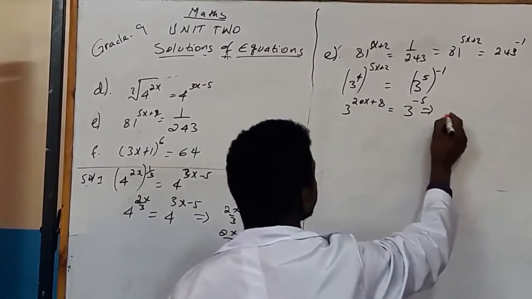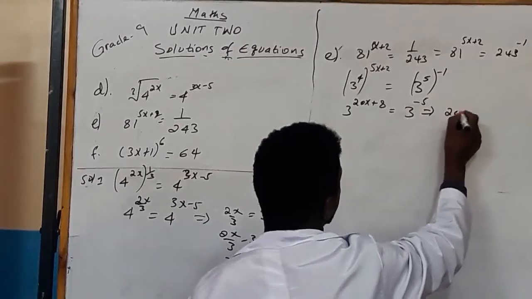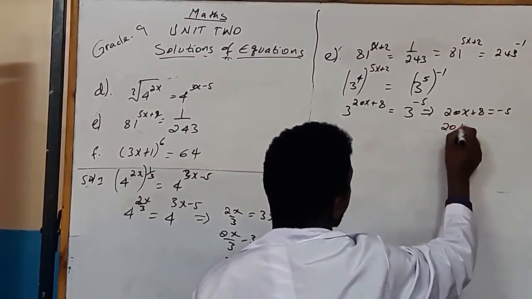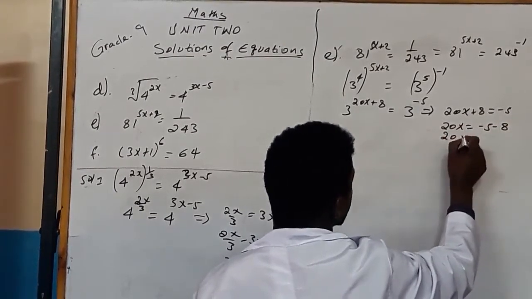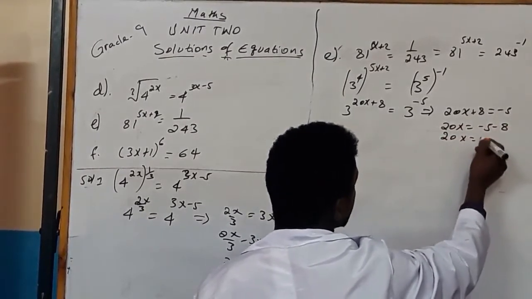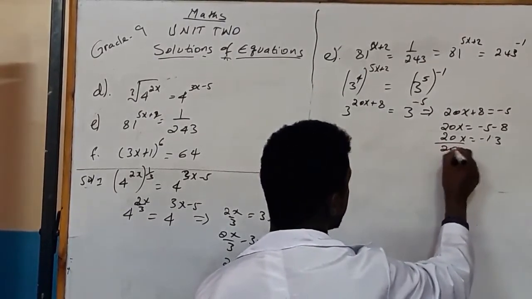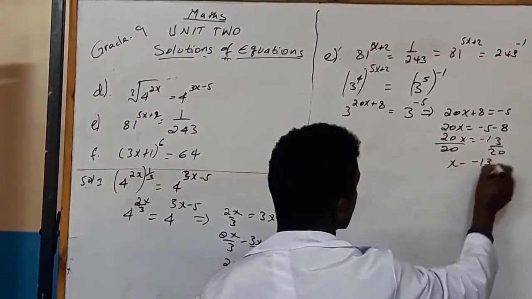Since the bases are the same, we can equate the exponents. 20x plus 8 is equal to negative 5. This means 20x is equal to negative 5 minus 8, which is negative 13. Dividing both sides by 20, finally x is equal to negative 13 over 20.